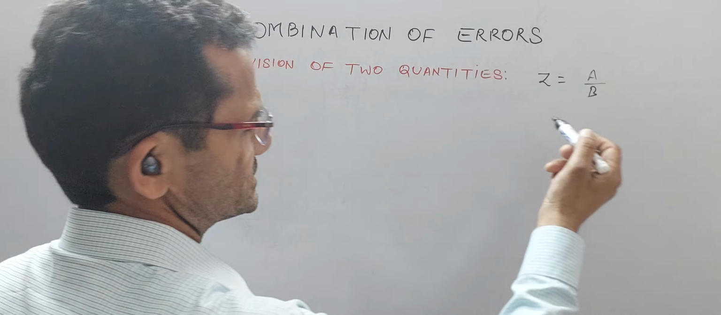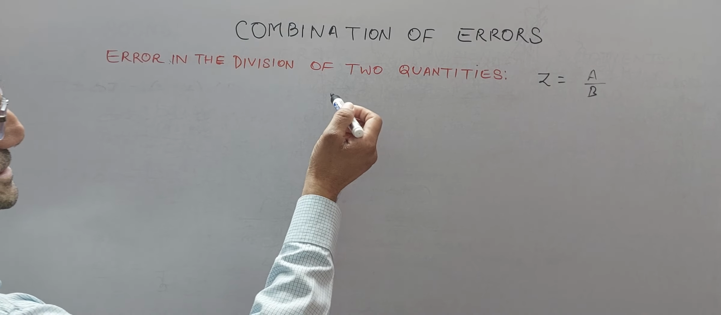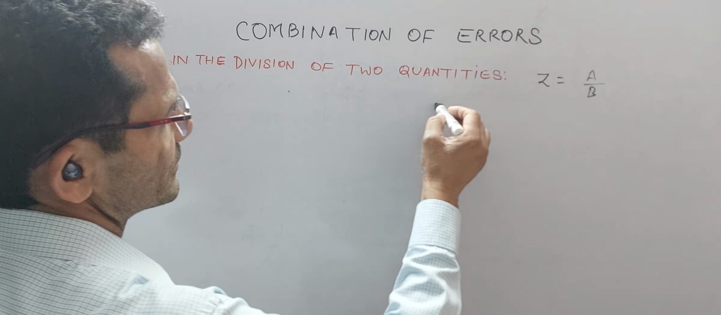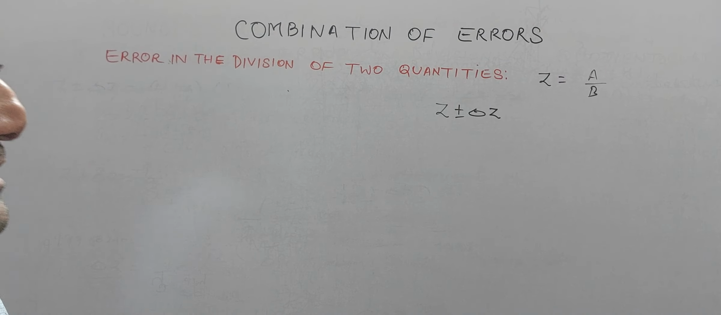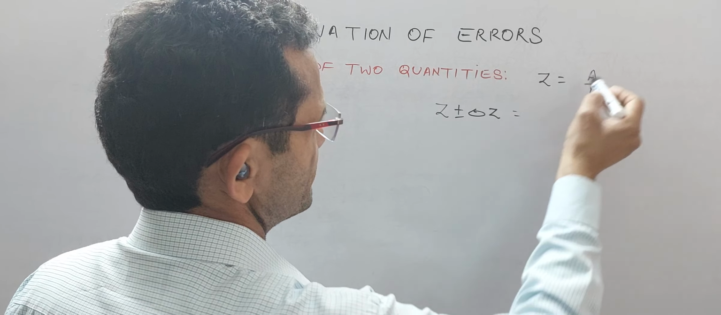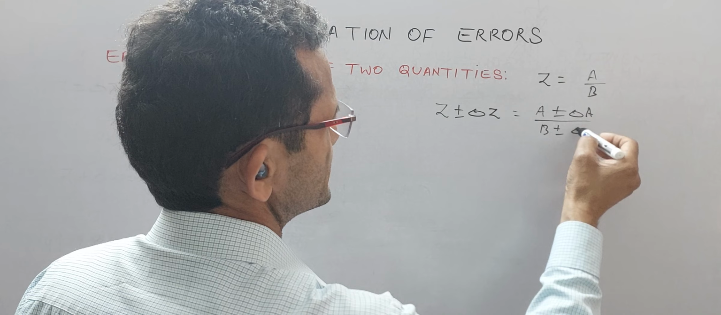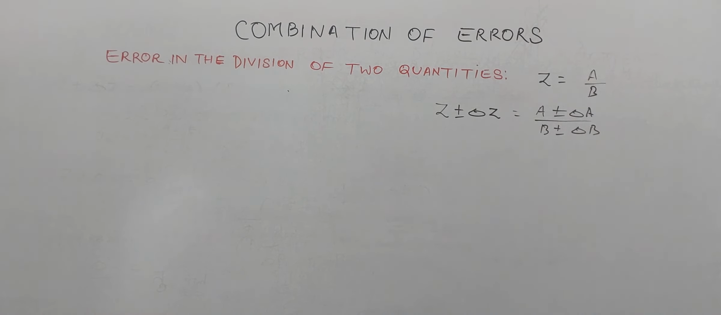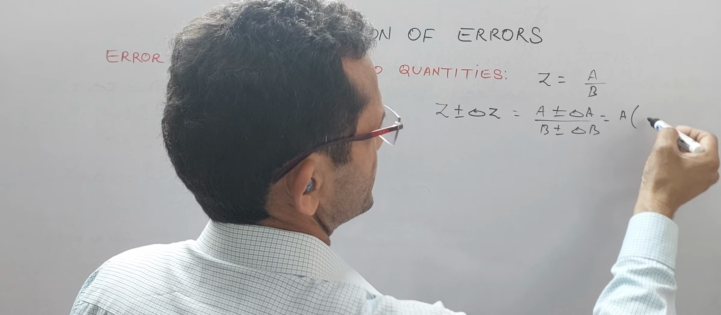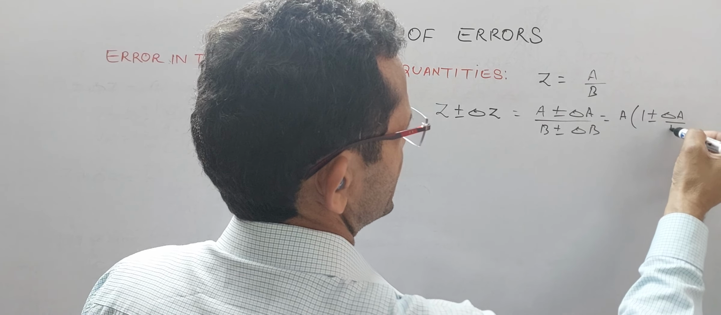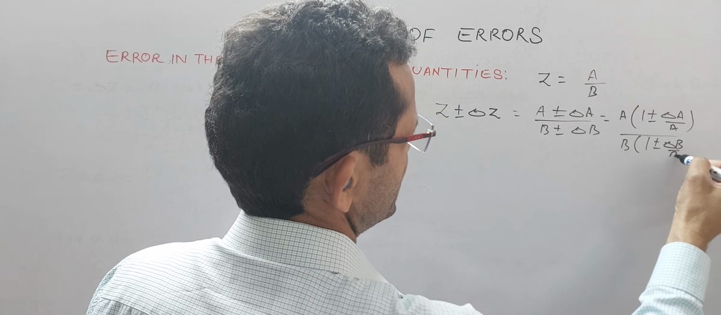We already discussed that the absolute error in A is delta A and in B is delta B. So the error in Z will be Z plus minus delta Z. This is the calculated absolute error in Z in terms of A and B. Now putting the values of A and B here, A plus minus delta A divided by B plus minus delta B. If I take A common from the numerator and B common from the denominator, it would be A upon B, 1 plus minus delta A divided by A, divided by 1 plus minus delta B divided by B.